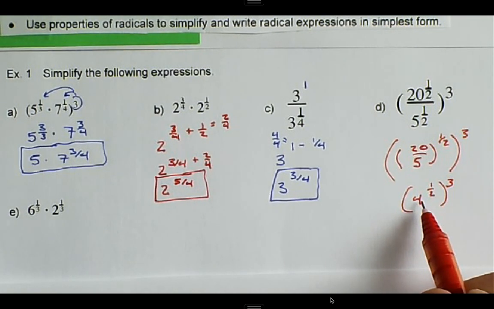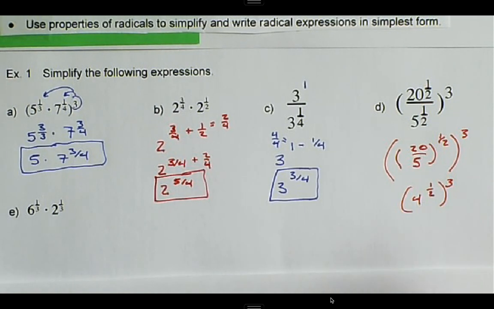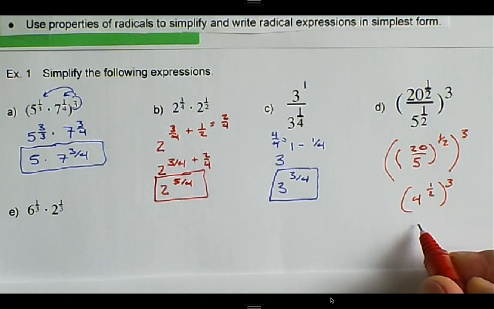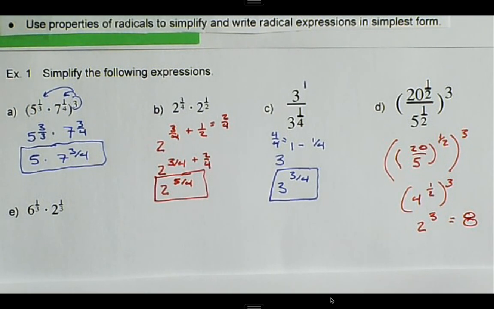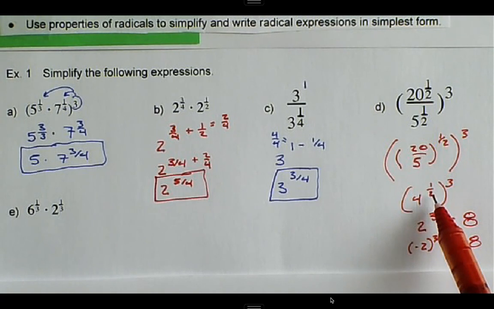We know that the square root of 4 is 2, and that's raised to the 3rd power, and 2 to the 3rd power is equal to 8. We have to consider the possibility that the number under the radical was also a -2. So we have to do the +2 there. We also have to do the -2 to the 3rd power, which would also be -8. Because again, if the radical has an even index, we have to account for both the plus and the minus unless we're told otherwise.